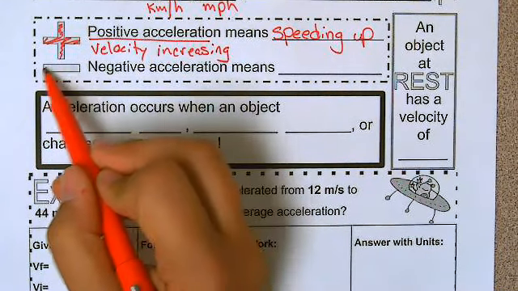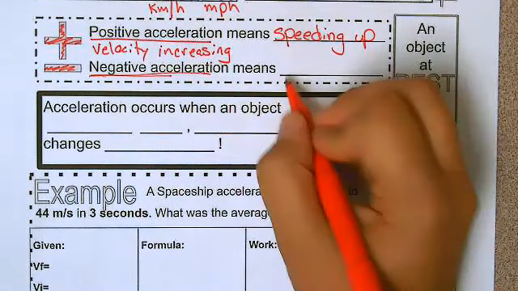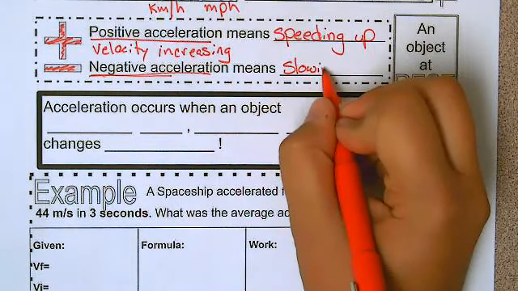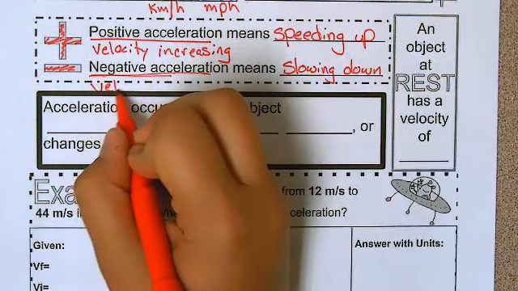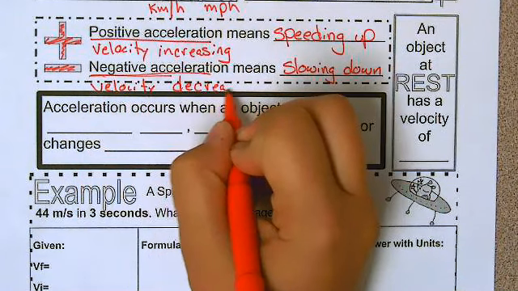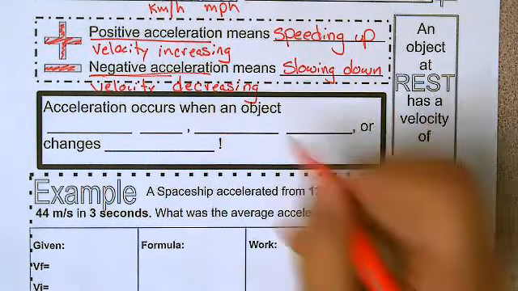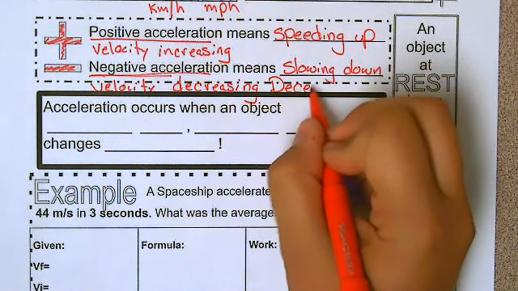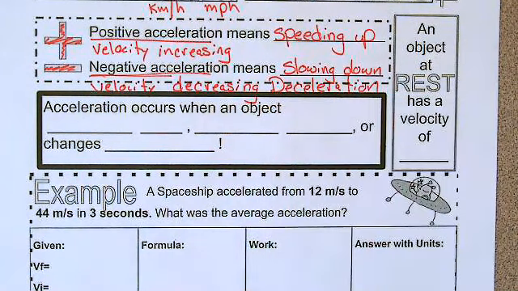For negative, our negative acceleration means that it's slowing down. Okay, so the velocity here is decreasing. We do have another word that means negative acceleration, and that's deceleration. Okay, so that's something important for us to remember.